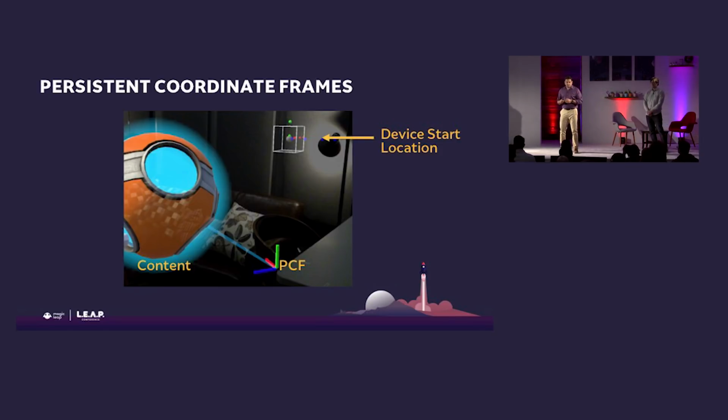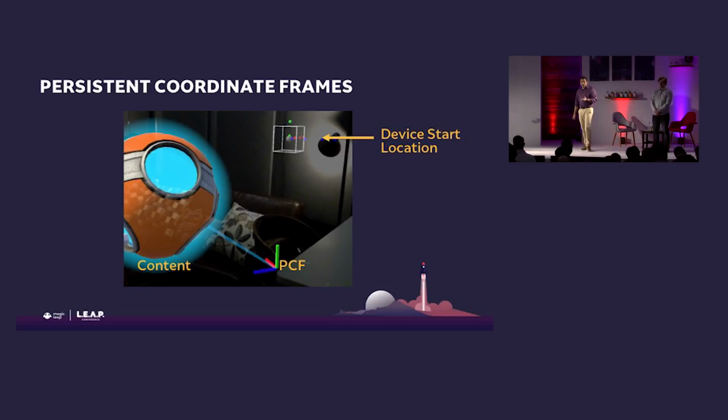As you can see in this picture, the perception layer has identified a PCF on the corner of my table, and my content, which is the ball here, is associated with that PCF. And the little blue line is just a representation of the association between the two. One thing I want to point out here is the position where you start your device is not the same as PCFs and is going to change based on where you boot your device.